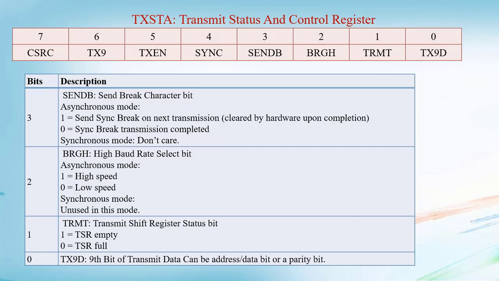1st bit TRMT, transmit shift register status bit. If this bit is equal to 1, the transmit shift register is empty. If this bit is equal to 0, the transmit shift register is full. 0th bit TX9D, the 9th bit of transmit data, can be an address or data bit or a parity bit.